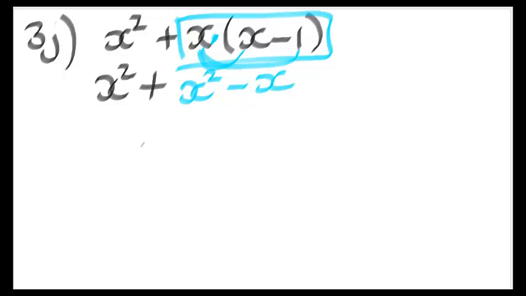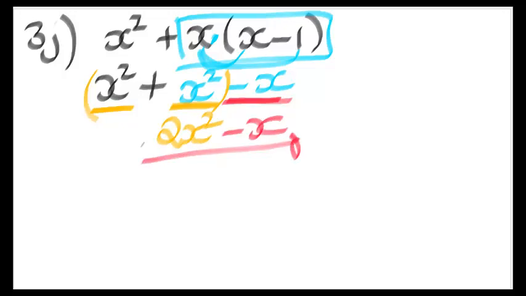Next up, I'm looking for like terms. Here I've got minus x, and I've got x squared and x squared, and I've got x on its own, minus x on its own. So my answer is going to be x squared plus x squared is going to be 2x squared and minus x. That's my final answer.